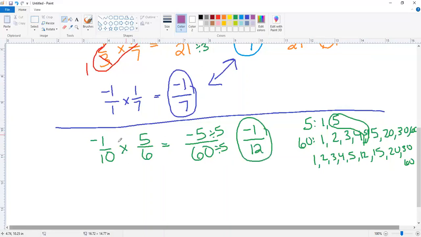Now let's try again with cross simplifying. 10 and 5, we know they can both be divided by 5. So 5 divided by 5 is 1, 10 divided by 5 is 2. We write our new fraction, negative 1 over 2 times 1 over 6, and we get negative 1 over 12.